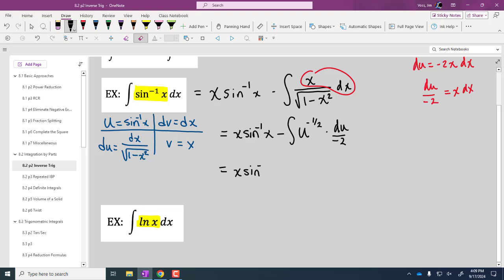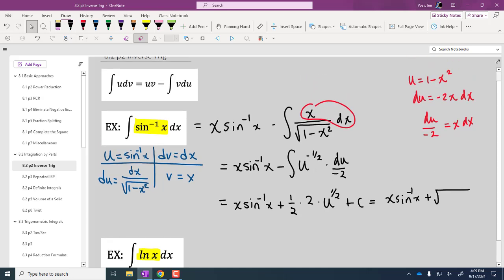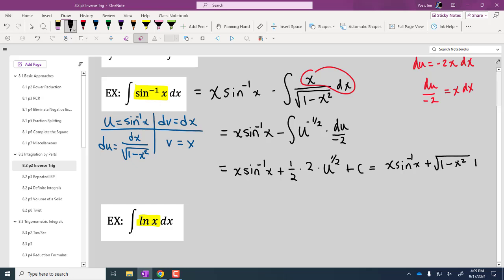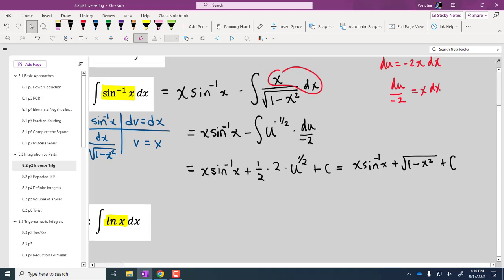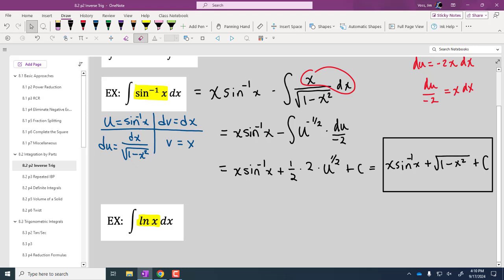So x inverse sine x, we're going to get a plus 1/2. We factor out that negative 2 in the denominator. So plus half. And then we integrate this power of u. We get u to the positive 1/2 divided by 1/2 plus c. And there is our antiderivative. Square root of u, what do we let u equal? 1 minus x squared plus c. Interesting. So now that's an antiderivative you'd never be expected to know.